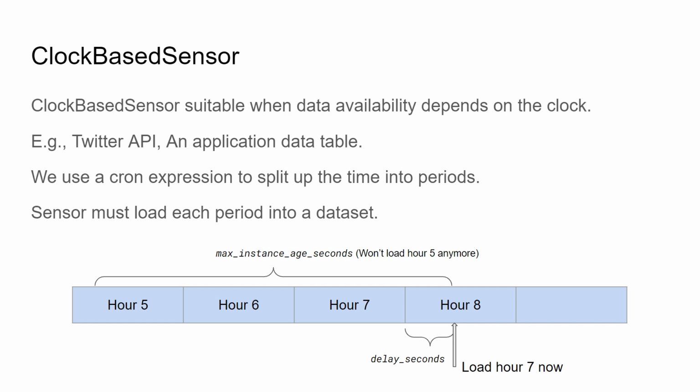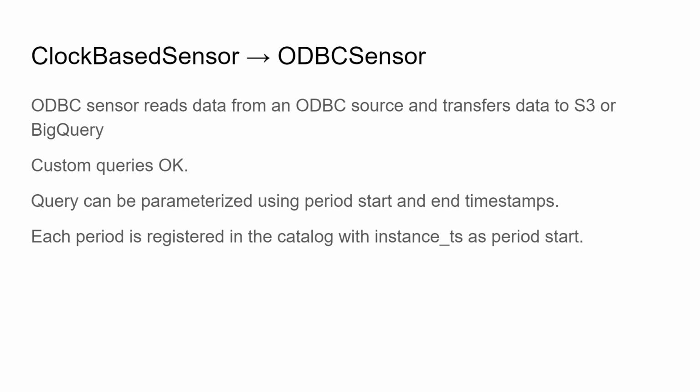Now, in this case, our sensor is actually called an ODBC sensor, which inherits from clock-based sensor. And ODBC sensor reads data from an ODBC data source and transfers it to S3 or BigQuery. In this case, we are using S3. Typically, it just does a select star from table, but it can take custom queries, which is probably what you want to do, and it will be parameterized with a period start and period end based on the clock-based sensor logic. And you will also be given the path to load it into, and that path will be registered in the catalog with the timestamp.